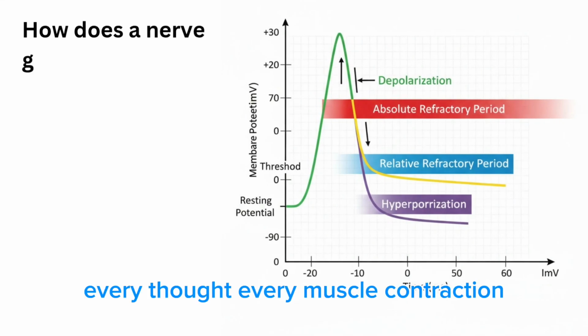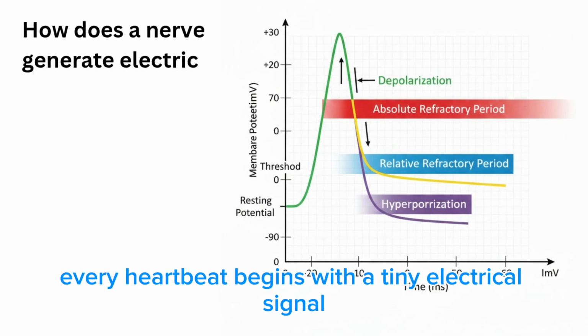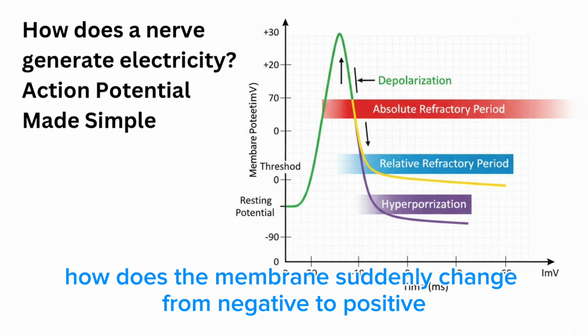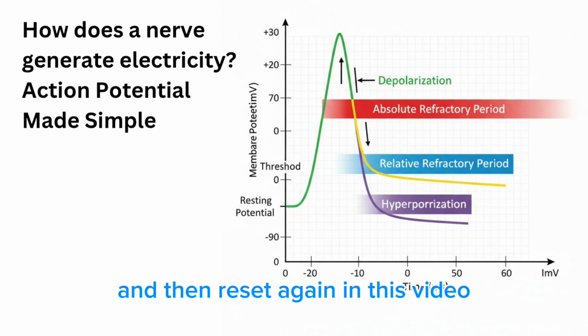Every thought, every muscle contraction, every heartbeat begins with a tiny electrical signal. But how does a nerve cell generate electricity? How does the membrane suddenly change from negative to positive and then reset again?